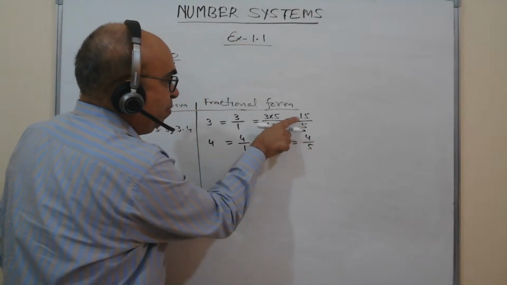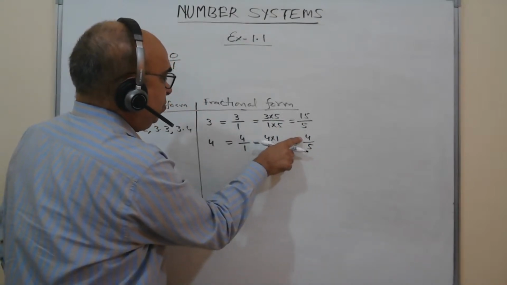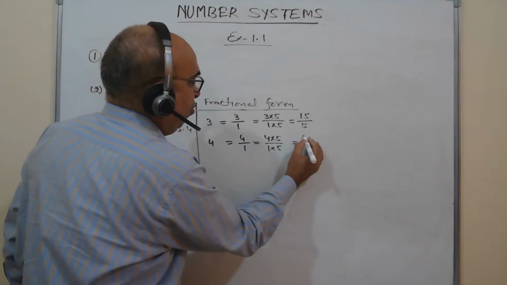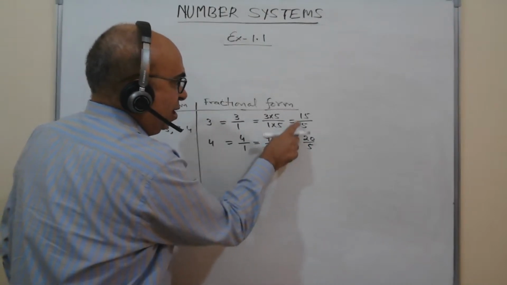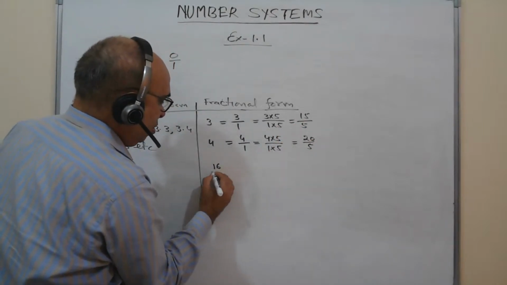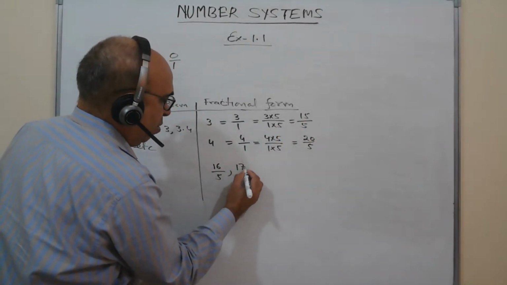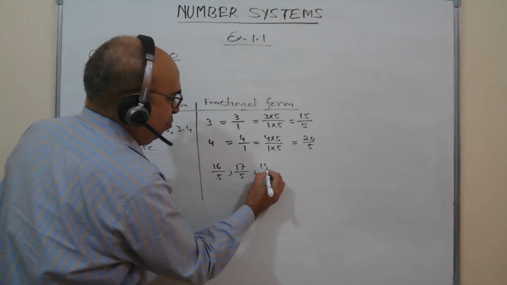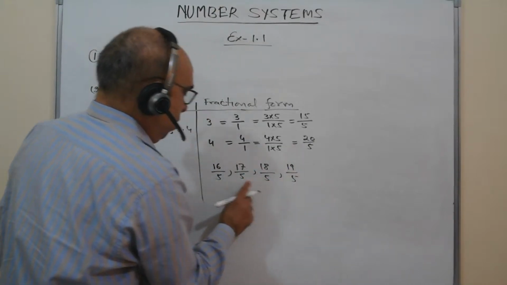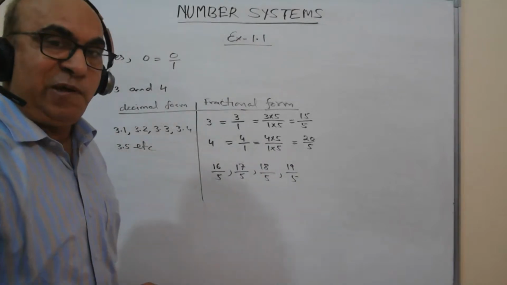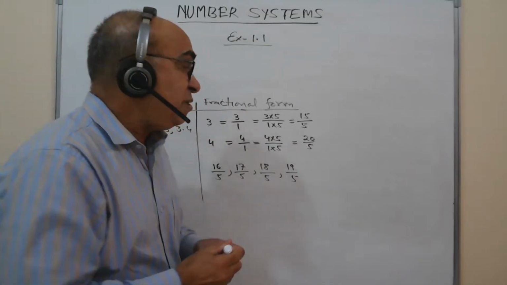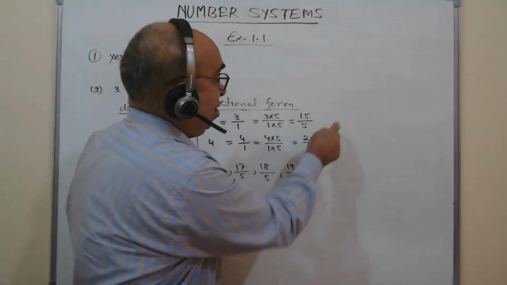Now see between this and this, it is 15 and 20. You write the numbers 16 by 5, 17 by 5, 18 by 5, 19 by 5. 1, 2, 3, 4 numbers we got. We got exactly 4 numbers. If you need more numbers, then you again change this denominator.